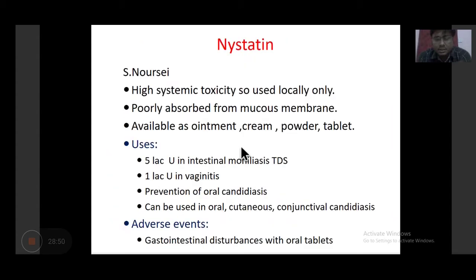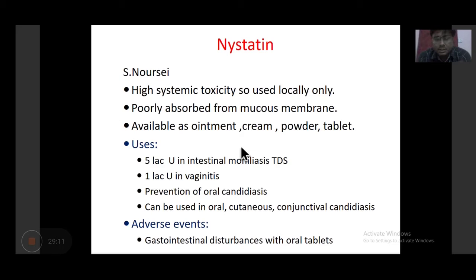So this is all about amphotericin. You need to know the mechanism of action, pharmacokinetics, adverse effects, uses, and lipid preparation of amphotericin, advantages and disadvantages over the conventional one. This is all about amphotericin B.